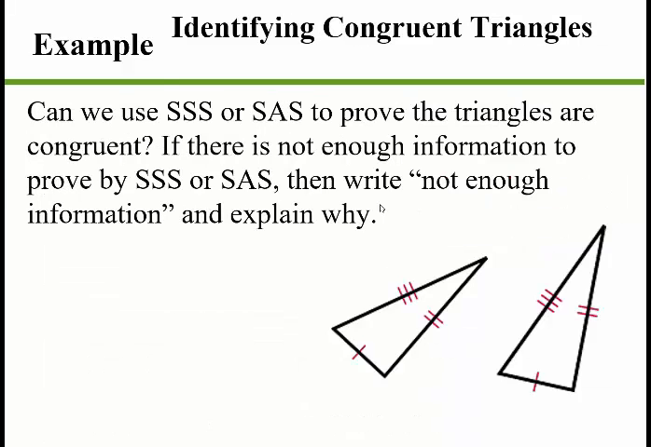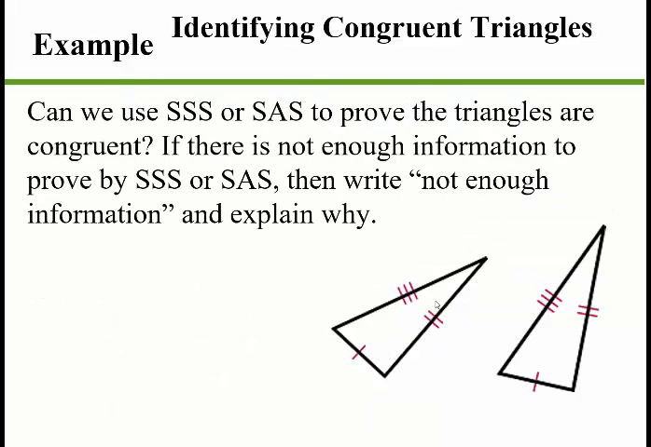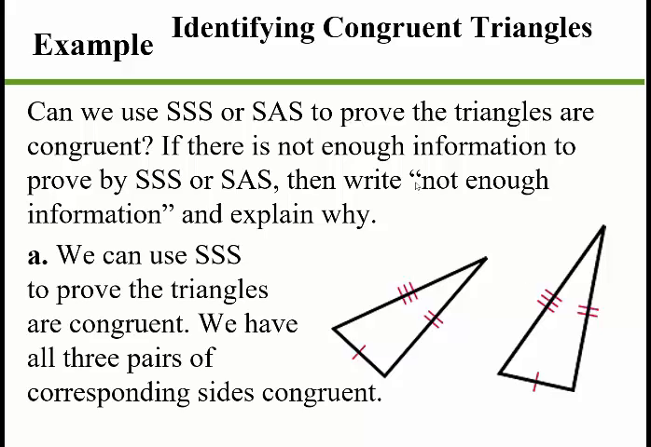All right, let's talk about identifying congruent triangles. Can we use SSS or SAS to prove the triangles are congruent? If there's not enough information to prove by side, side, side or side, angle, side, then write not enough information and explain why. For this first one, here I have this triangle and this triangle. I see one side congruent, two sides congruent, three sides congruent. So we can use side, side, side to prove the triangles are congruent. We have all three pairs of corresponding sides congruent.